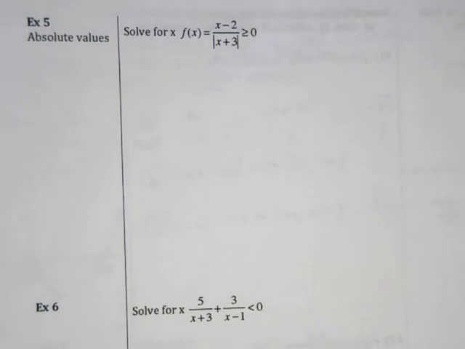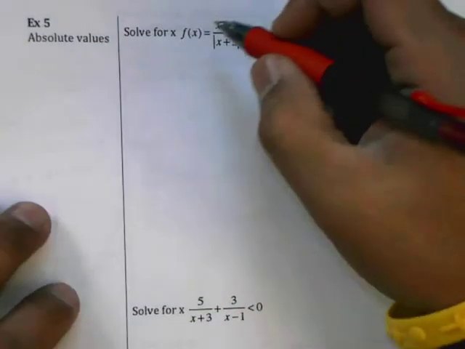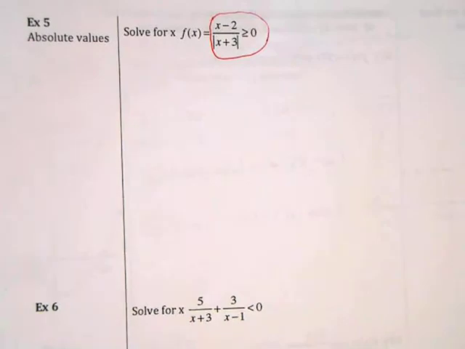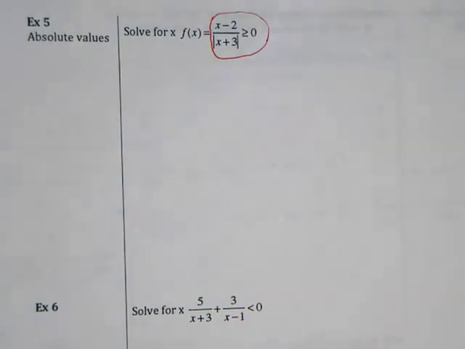So let's do this problem here where it says solve for x when f of x is equal to x minus 2 over x plus 3. So f of x here, we really don't need this. We can just look at this problem here. F of x doesn't hurt anything, but maybe it's a little bit less confusing to deal with this.